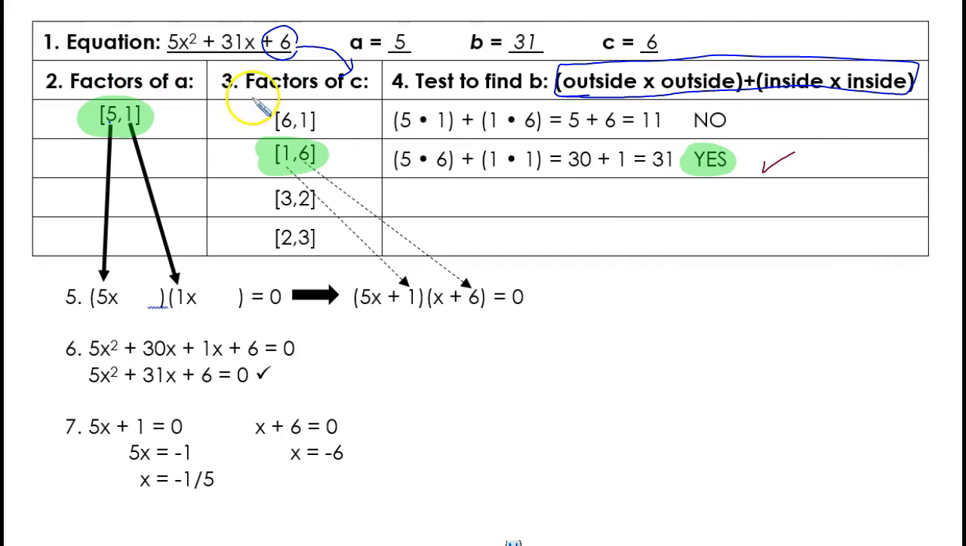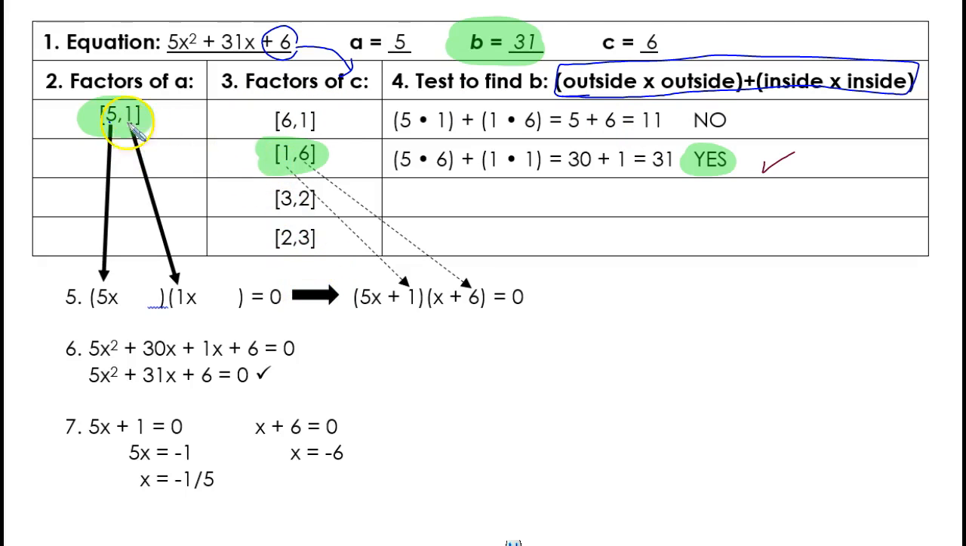So 5 gets multiplied by 1, and 1 gets multiplied by 6. So 5 times 1 is 5, 1 times 6 is 6, and 5 plus 6 is 11. Now our goal when we're testing to find b is to get this middle term. That is our goal. We didn't get it, all right? So that means that this combination is not going to work.